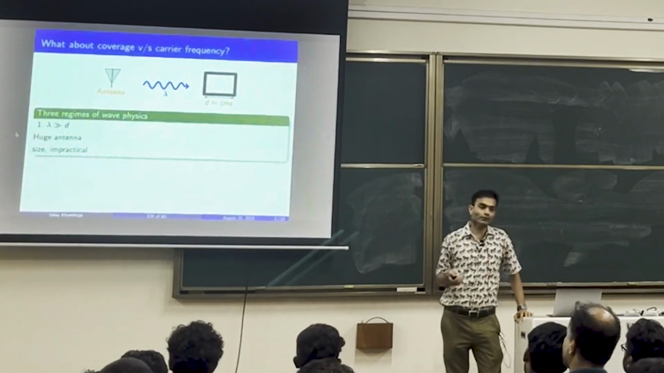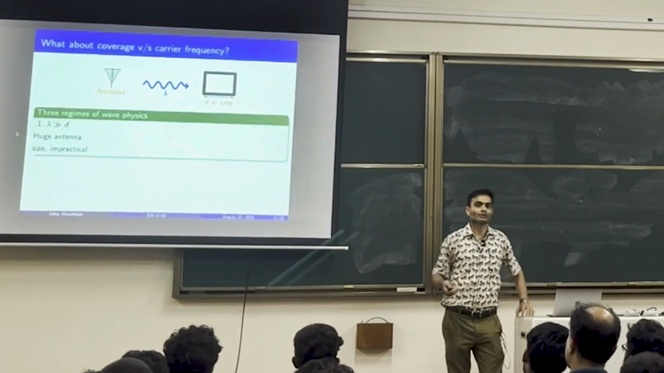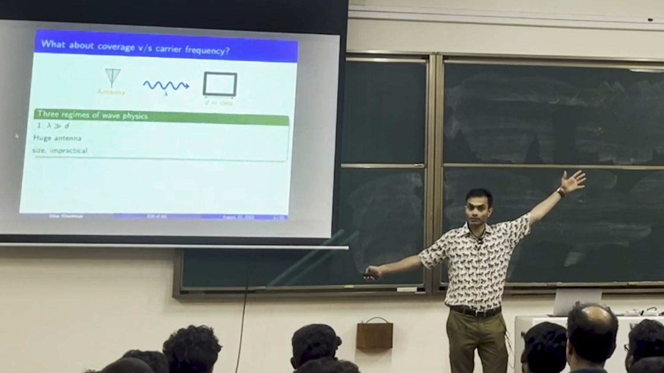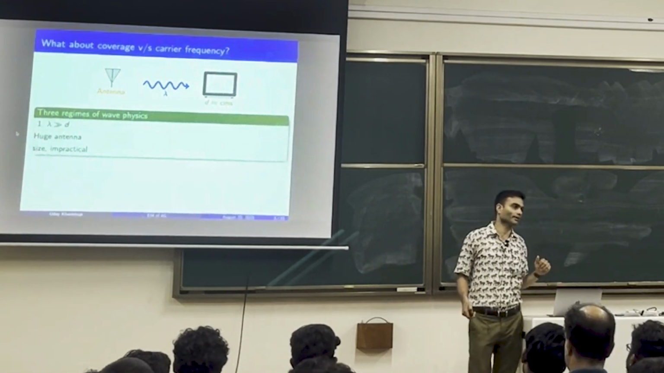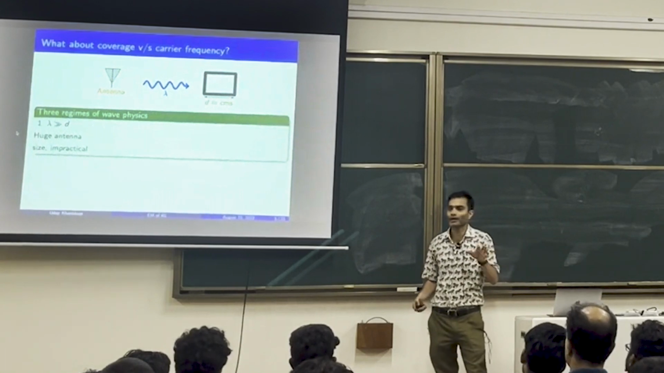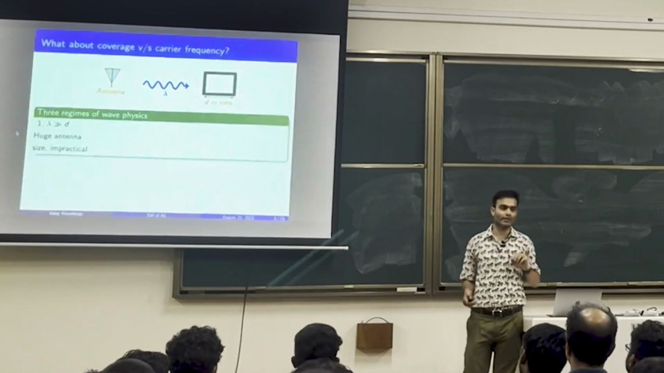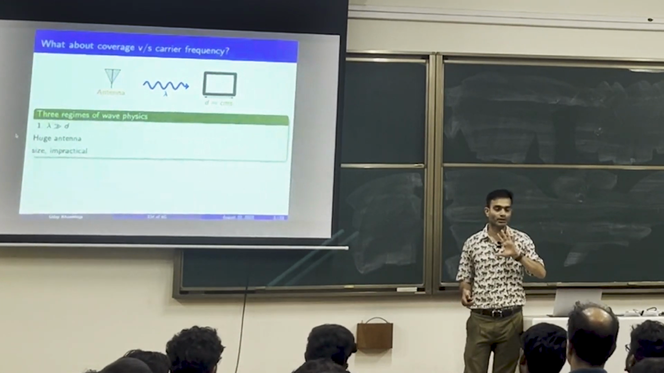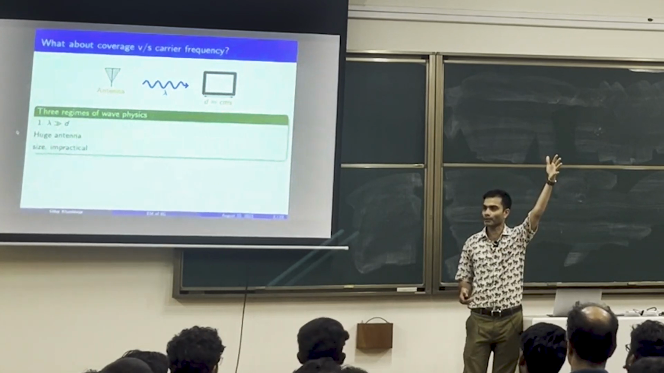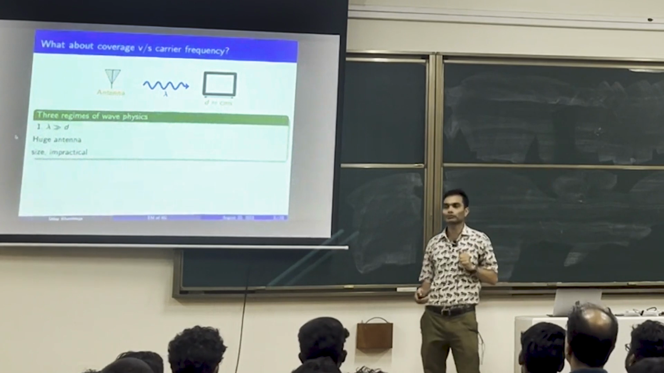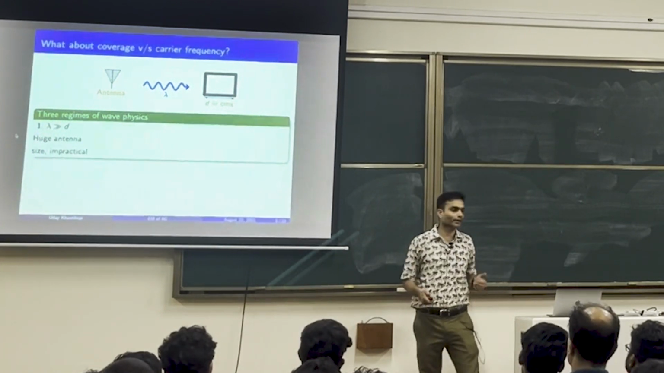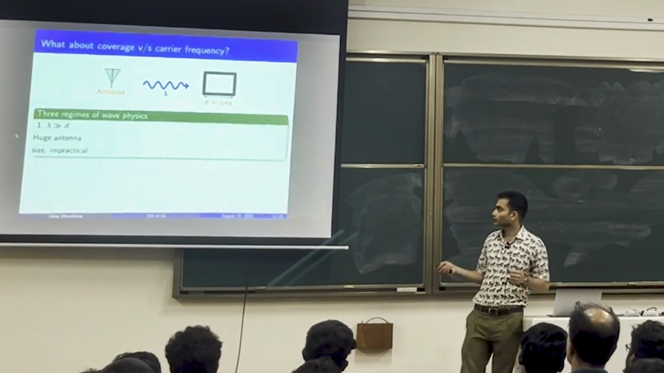Why is it impractical? Because the antenna size is meters, right? The antenna size is roughly proportional to the wavelength. So if the wavelength is 3 meters, my antenna size is not going to be 3 millimeters. It's going to be comparable to 3 meters. So a base station may be able to emit at 3 meters because it's dedicated and sitting somewhere there. But what about my phone? I cannot have a 3 meter antenna on my phone. So that is one thing.